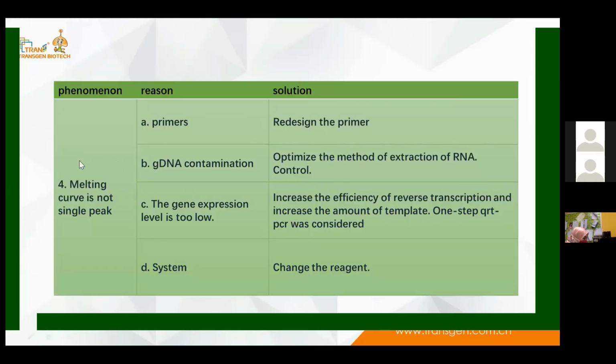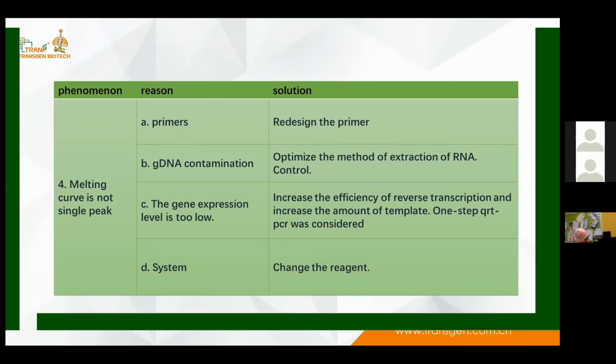So we can see this box here. The melting curve is not a single peak. The first thing we have to consider is the primers. So you have to redesign the primers and just use the regular PCR system to test these primers. Use gel electrophoresis to see whether the product is one band, two bands, or a smear. So you can pay attention to these primers with a very normal PCR system. And the other one is gDNA contamination.